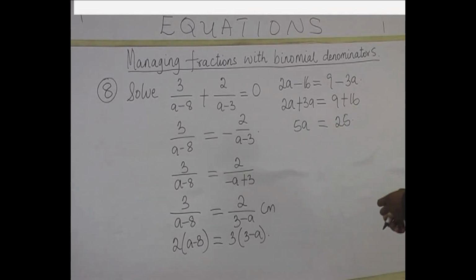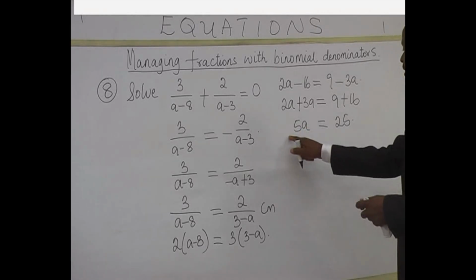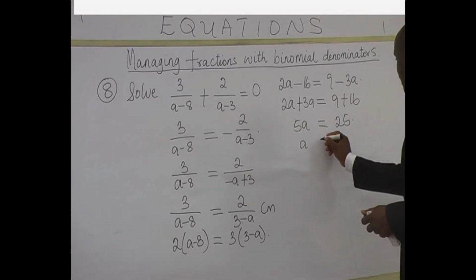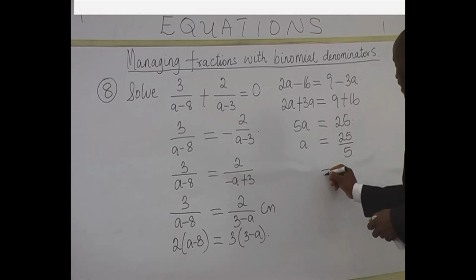Now divide both sides by 5 so as to eliminate 5, that is the coefficient of a in the left hand side. When you do so, you have only a left in the left hand side, and it's going to be equal to 25 divided by 5. And 25 divided by 5 will give you 5.